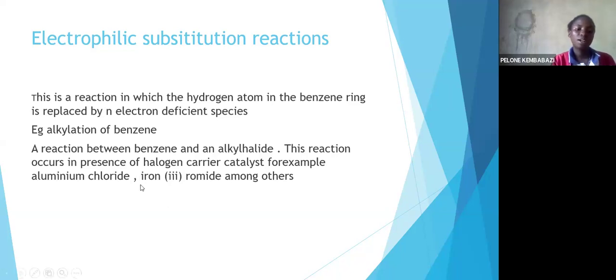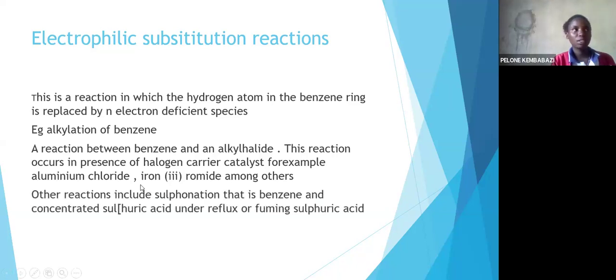For example, aluminium chloride, iron 3 bromide, among others. Then we also have acylation, that is addition of acid halides to the benzene ring. We have other reactions that benzene undergoes, like sulfonation, where we react concentrated sulfuric acid under reflux, or fuming sulfuric acid, with benzene. So all reactions undergone by benzene where that hydrogen in the benzene ring is substituted are substitution reactions.